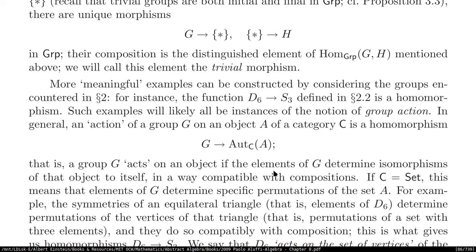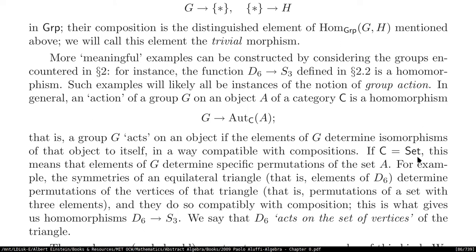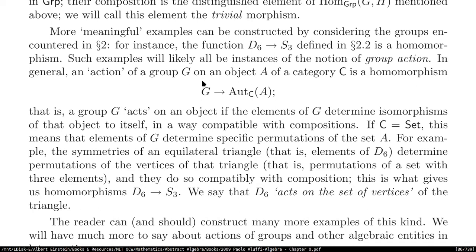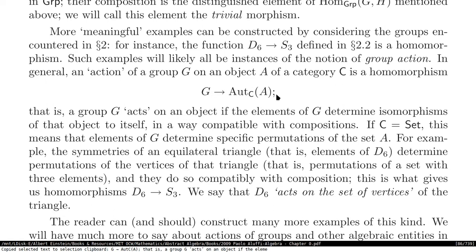So if the category is that of sets, this means that the elements of G determine specific permutations of the set A, right? Okay. So let's try to understand this. You have the group G. You have the set of automorphisms of an object A of some other category C, right? So if the category is that of sets, then what this gives you is the specific permutations of the elements of the set A.